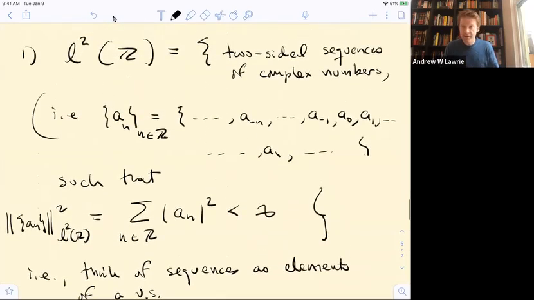I said this is infinite dimensional because you can see by examination that there's no finite collection of sequences that span this vector space. So you can think about that, but this is not a finite dimensional vector space. Remember the dimension of a vector space is the number of vectors in a minimal spanning set.